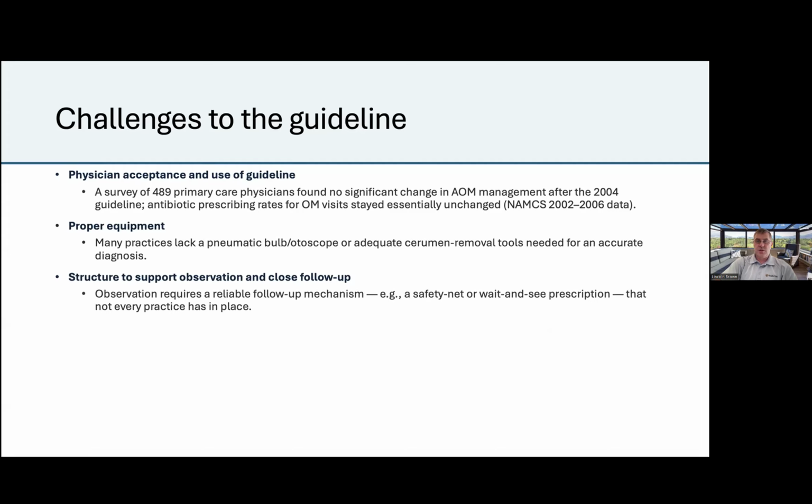Their new definition requires proper equipment. And if you don't have the pneumatic aspect to evaluate movement of the TM, technically that is required for the diagnosis of acute otitis media. If you don't have the tools to remove the cerumen and are not able to visualize the entire TM, this may be a bit of a challenge to be able to diagnose it and therefore err on the side of caution, prescribe the antibiotics.